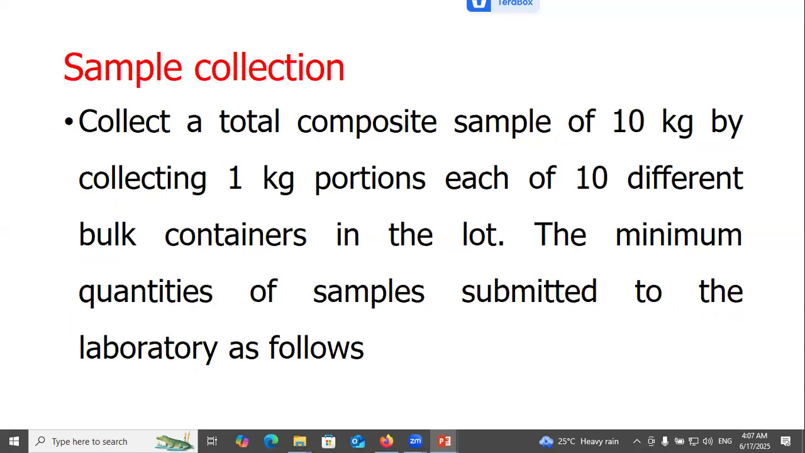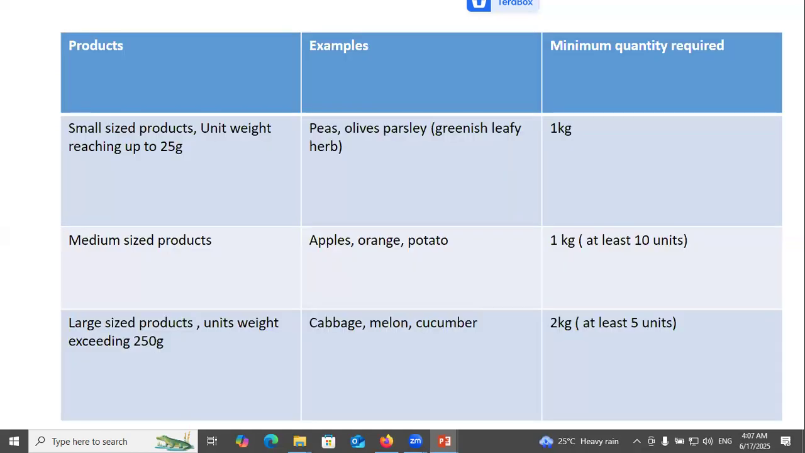Sample collection. Collect a total composite sample of 10 kg by collecting a 1 kg portion each from 10 different bulk containers in the lot. The minimum quantities of samples submitted to the laboratory are as follows.